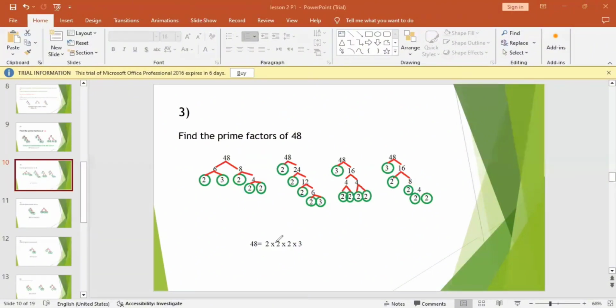So here 2 times 2 times 2, I have to add another 2, then times by 3. 2 times 2, 4. 4 times 2, 8. 8 times 2, 16. 16 times by 3 equals 48. So these are the prime factors of 48.